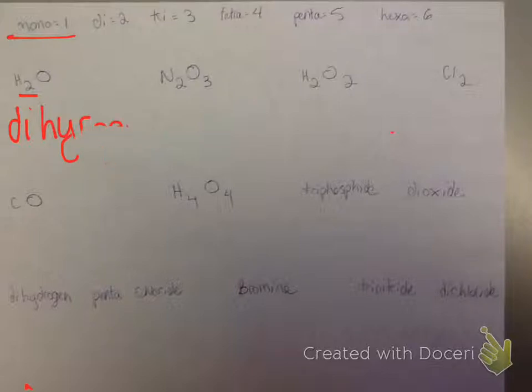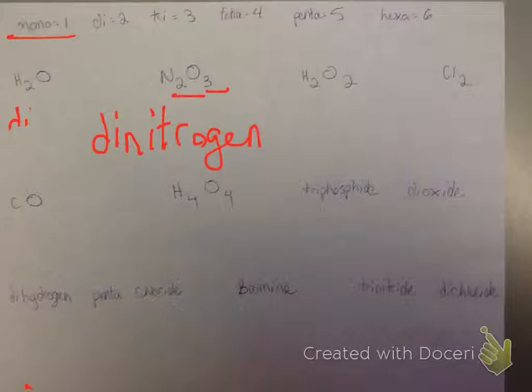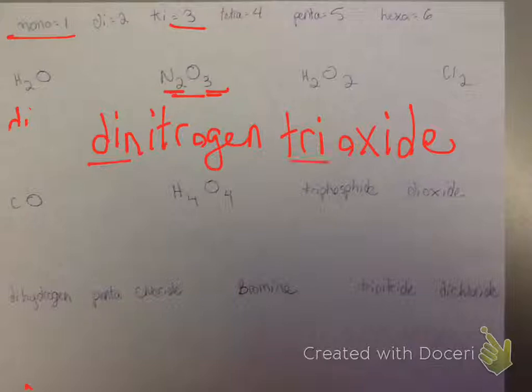So the next one, I'm going to erase these to give us some room here. The next one, how many nitrogens do I have? 2. So this is dinitrogen. How many oxygens do we have? 3. So that's trioxide. Okay, so di for 2, trioxide, IDE ending just like before, so dinitrogen trioxide.